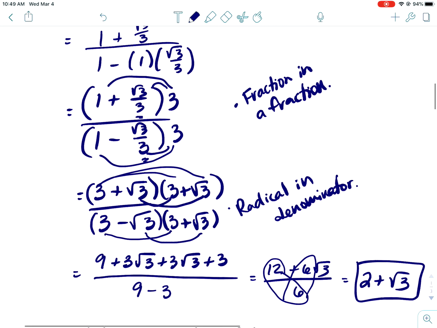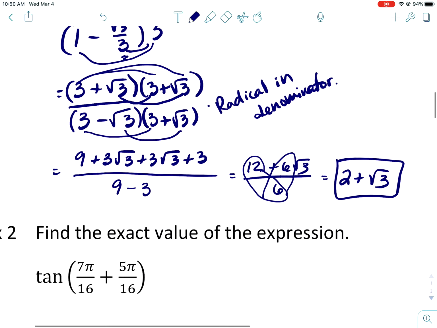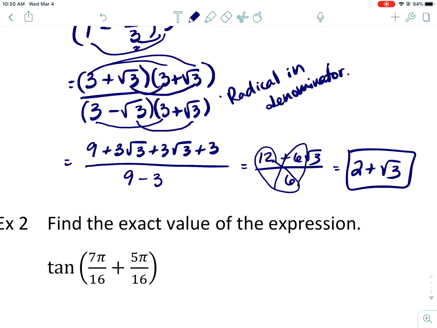So there's a lot of steps. Now, sometimes these work out where you don't have this particular step. Depending on what angle you have, sometimes you don't have a fraction in a fraction, but we're always going to have that radical.